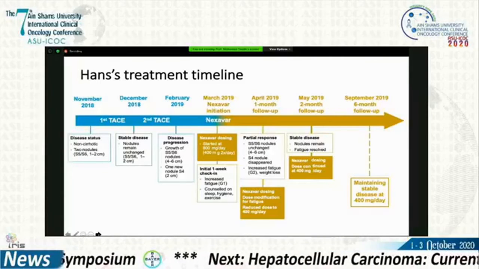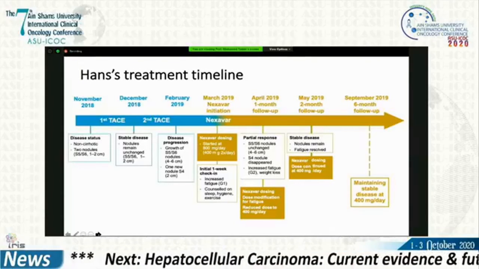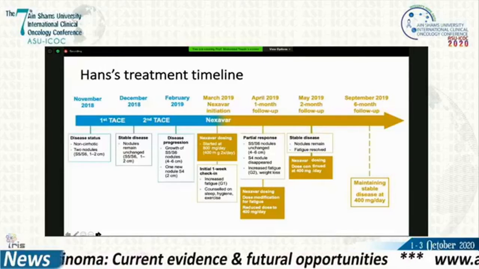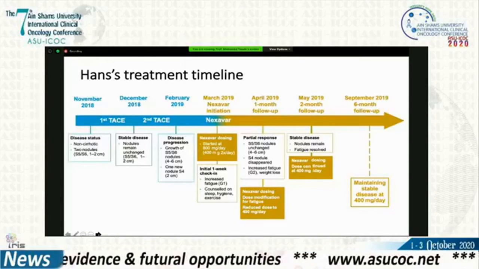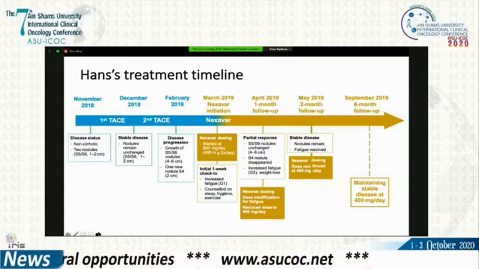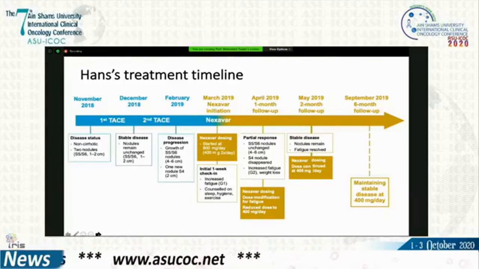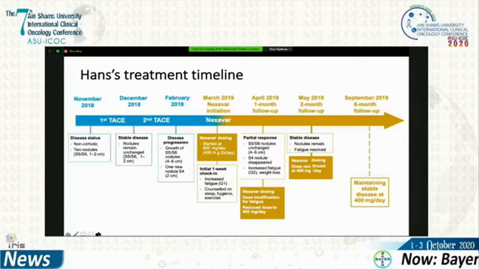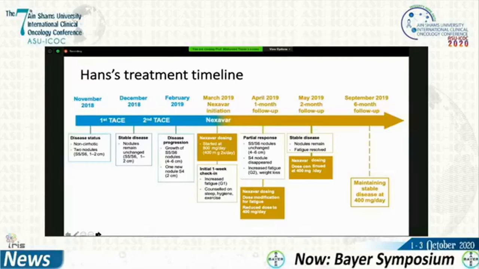Initial evaluation in the first week: there was increased fatigue, and increased sleep and hygiene exercise. At the first month's follow-up, partial response, and the segment 4 nodule disappeared, but there was increased fatigue and weight loss. And we did dose modification and decreased the dose to 400 milligrams once daily.